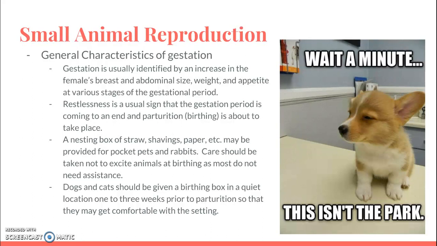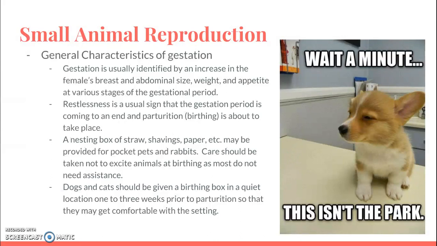A nesting box is exactly what it sounds like. It's a box, it's a little area. You can put straw in there, you can put shavings in there, you can also use paper. That can be all used for pocket pets and rabbits. For dogs and cats, you want to provide blankets and towels, things like that. But this is where the mother will actually go and she will nest, and she will arrange that nesting box so that she's comfortable, and that's where she will give birth to her babies.